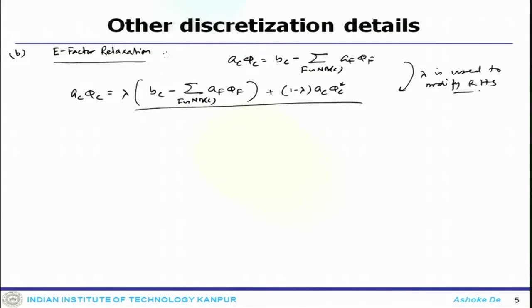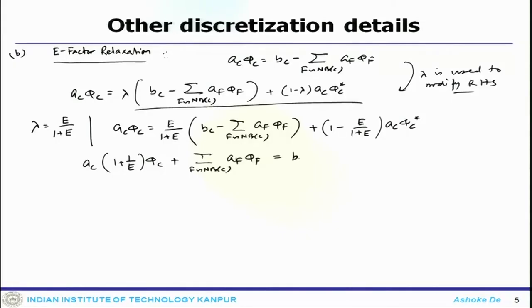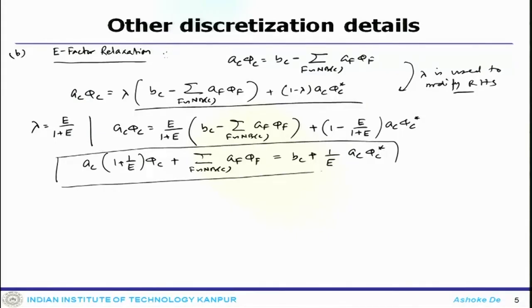and once that is used, one can replace this under relaxation factor by some ratio like lambda equals E by 1 plus E. Then this equation becomes a_c phi_c equals E by 1 plus E times (b_c minus summation of a_f phi_f) plus (1 minus E by 1 plus E) a_c phi_c star. So, you rearrange this and you will get a_c (1 plus 1 by E) phi_c plus summation of a_f phi_f equals b_c plus (1 by E) a_c phi_c star. So, that is what you get after doing the modification.